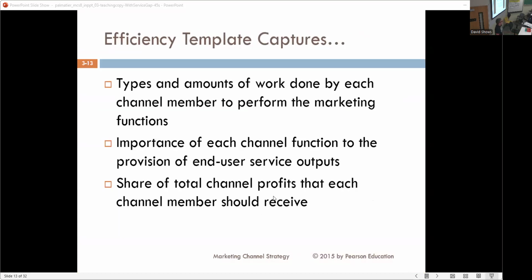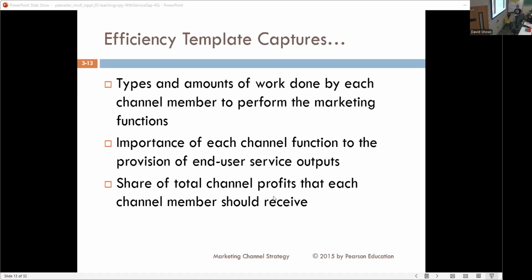So, what is the efficiency template? Well, what you have here is it captures the types and the amount of work done by each channel member and what marketing functions they perform. The marketing functions being physical possession, ownership, promotion, risk, ordering, information sharing, the nine functions, and what they do in the performance of those functions.